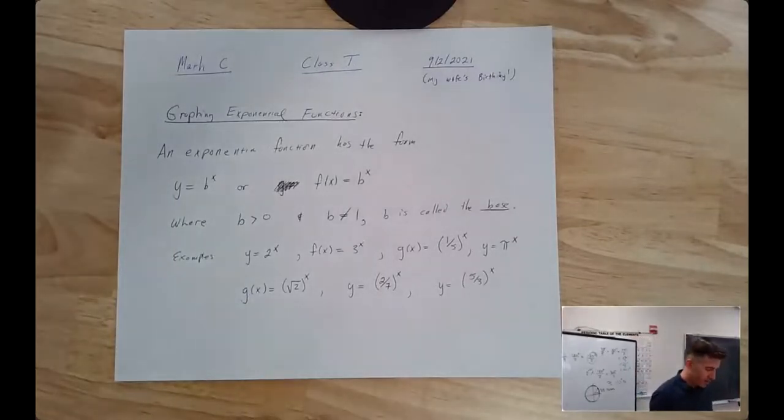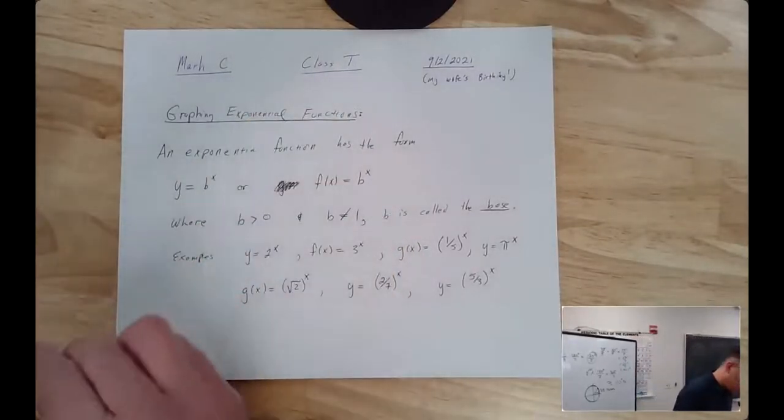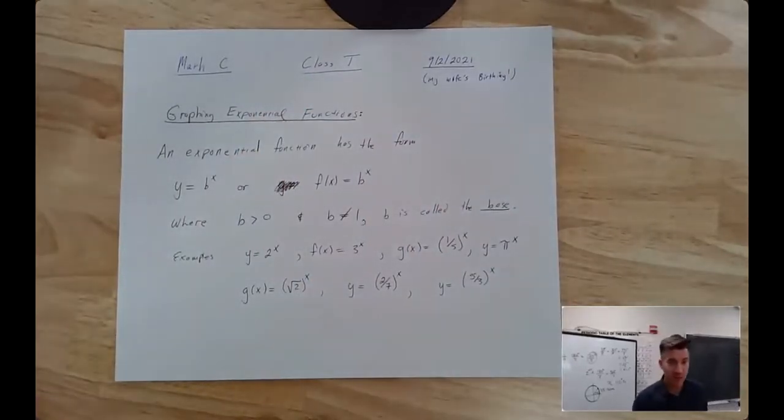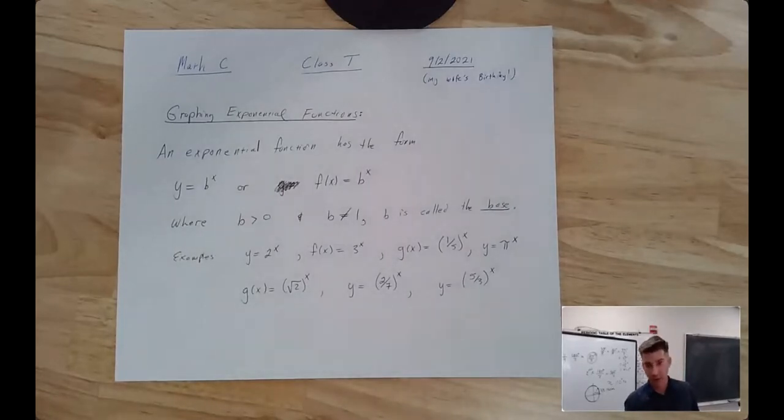So exponential functions. An exponential function has the form y equals b to the x power, or we could also write it as f of x equals b to the x.